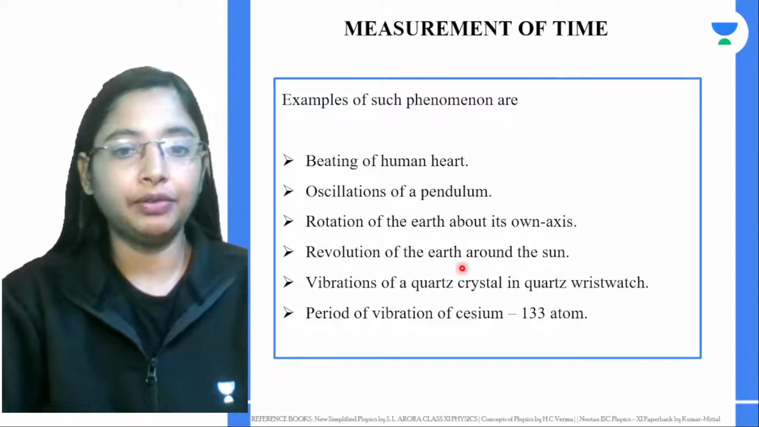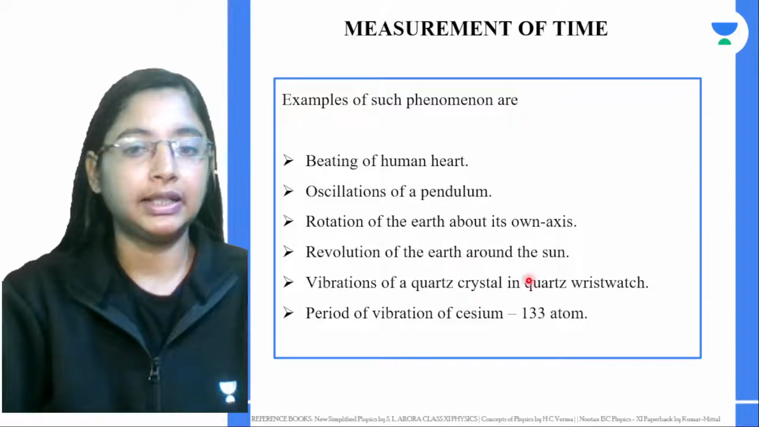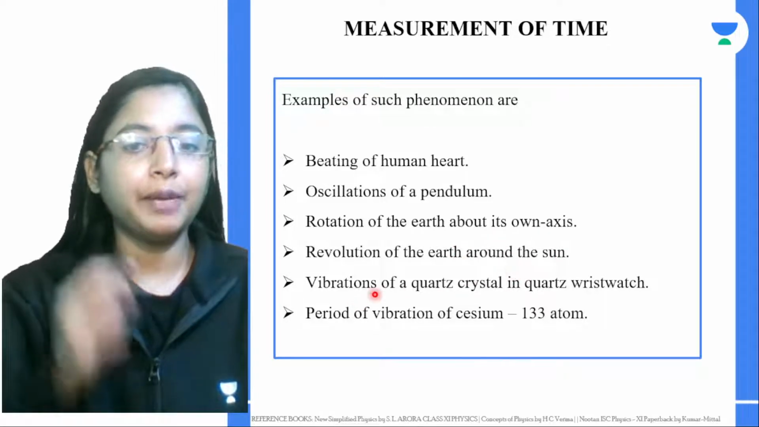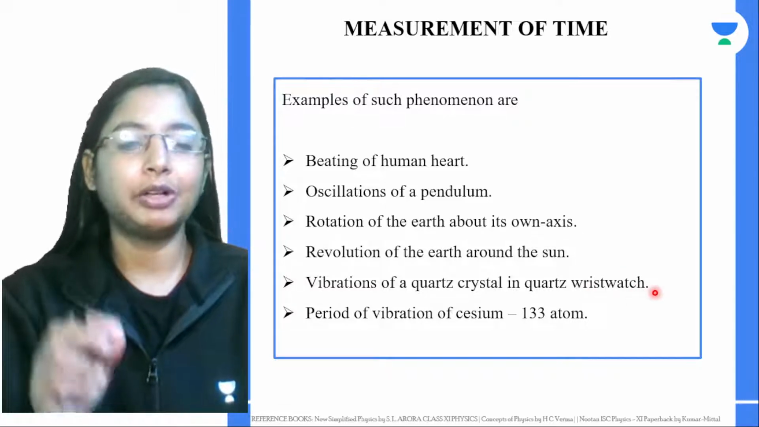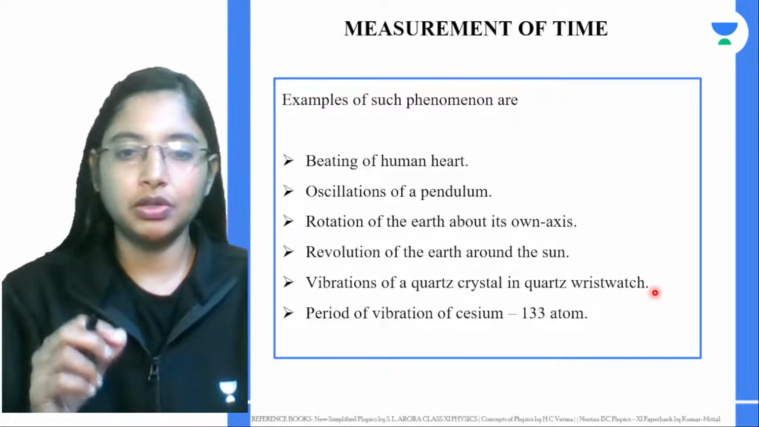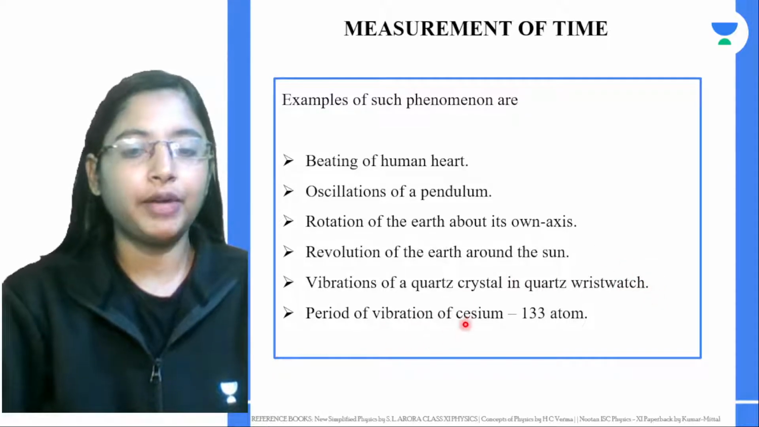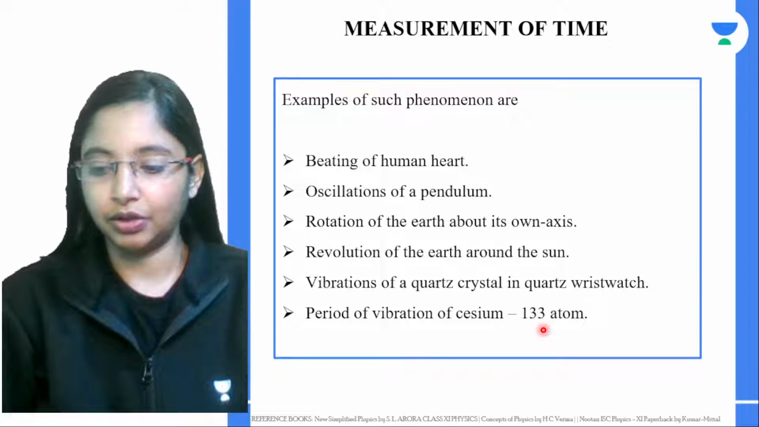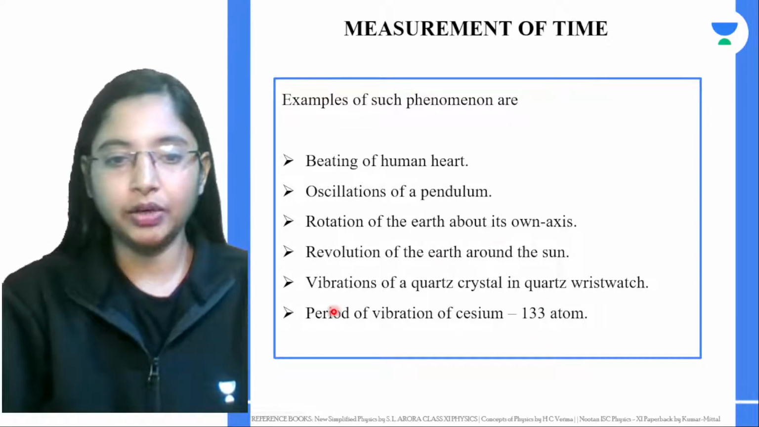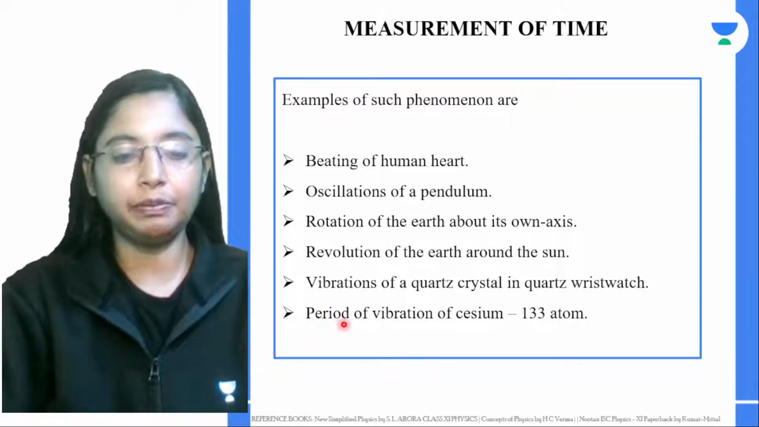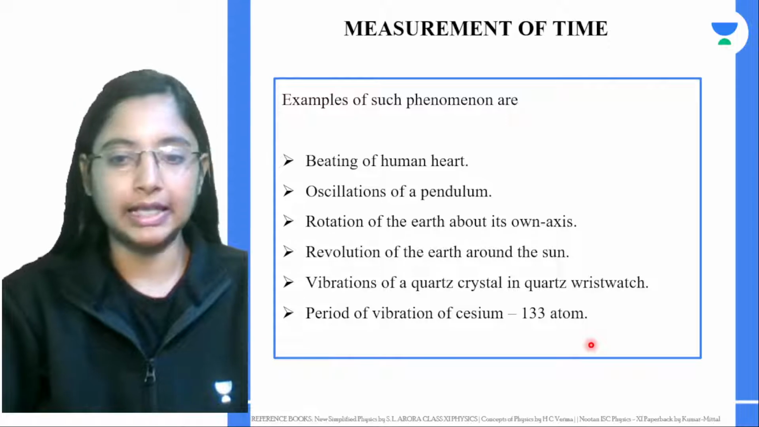Okay, now similarly, revolution of Earth around the sun, that also could be taken. And vibration of a quartz crystal in a quartz wristwatch. This is because of the piezoelectric effect. You may not come across this much, but it's a very simple concept. And the period of vibration of cesium-133 atom. Now this is taken as the most accurate standard of time of all of these. Period of vibration of cesium-133 atom is taken as the most accurate standard of time.